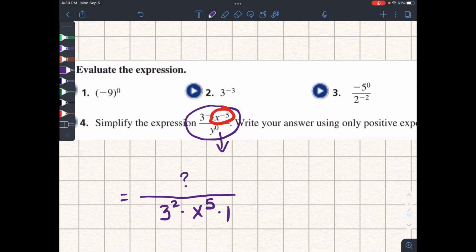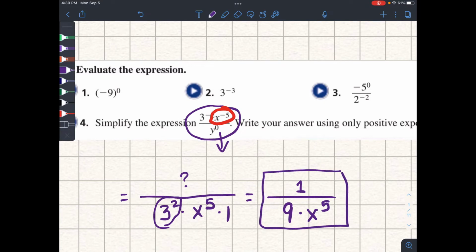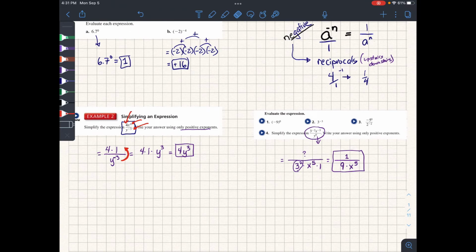You may ask yourself, what's upstairs? Well, if there is nothing upstairs in a multiplication or division problem, that's just a 1. So we have 3 squared. Last time I checked, 3 squared is 9 times x to the 5th. And the 1 obviously disappears. So 1 over 9x to the 5th. Kind of tricky. All right?